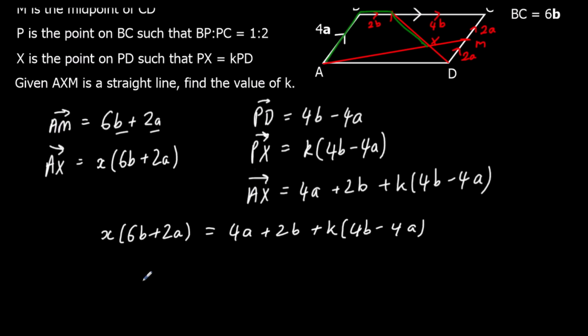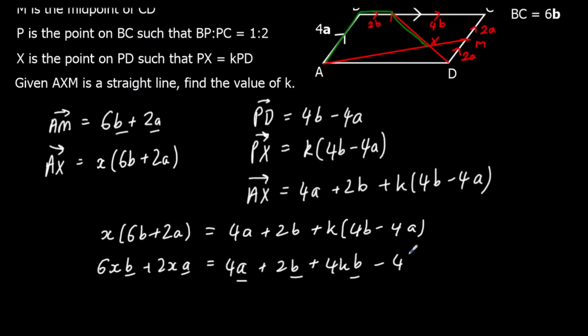Expanding the brackets, we've got 6xb plus 2xa equals 4a plus 2b plus 4kb minus 4ka. So we've got an equation with a's and b's in it, so we can separate them off. We can say a terms on the left are equal to a terms on the right, and b terms on the left are equal to the b terms on the right.